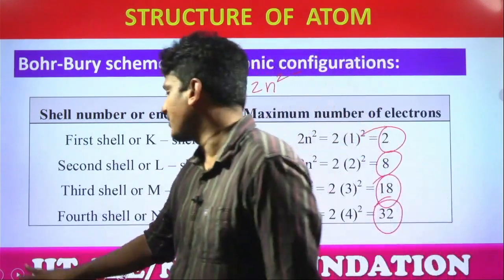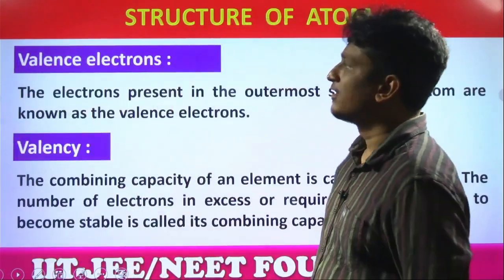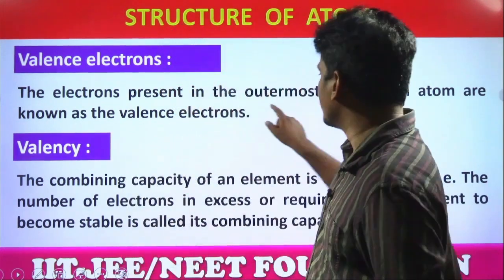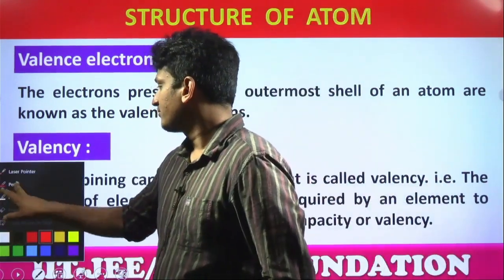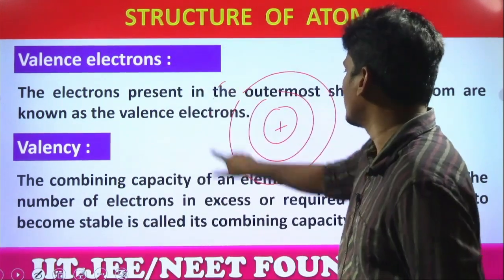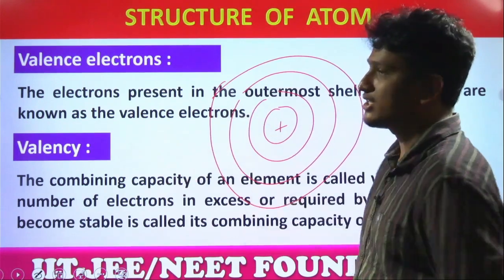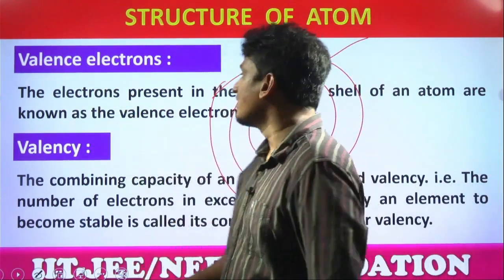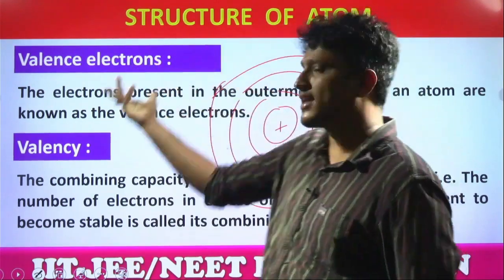All indicate the same. Next, valence electrons. Valence electrons means simply, first of all, students, this is an atom. Electrons are revolving in different shells. Yes or no? The last shell, what is the last shell? This one. This is called the valency shell. And the electrons present in the valency shell are called valence electrons.